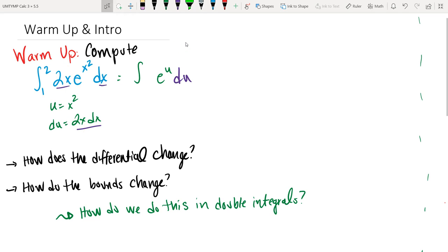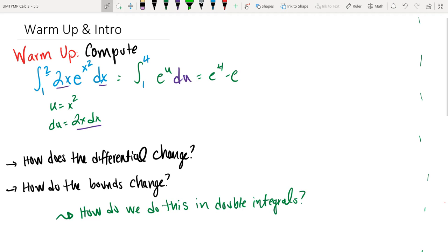And then since we have a definite integral, remember we have to change the bounds, right? Those are bounds for x, so to get the bounds for u, I need to square those, so 1 and 4. And so when we evaluate this whole thing, we just get e to the fourth minus e. Okay? And this process we learned back in Calc 1, and this is really the basis of what we're going to be doing today.